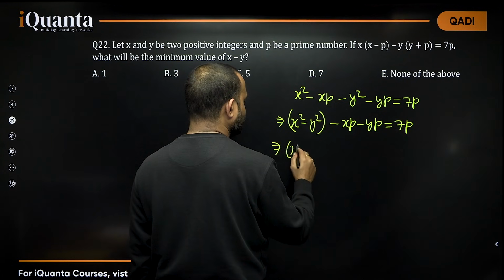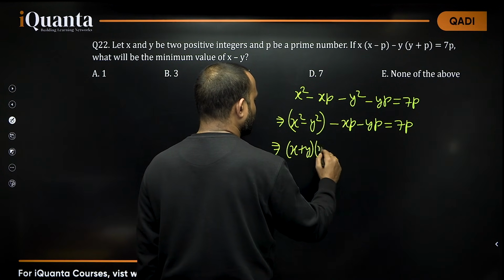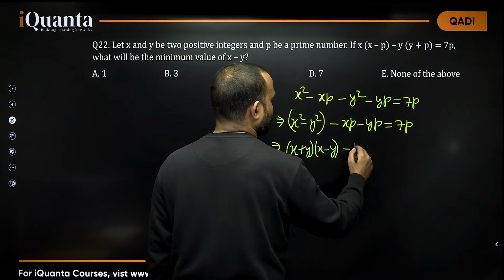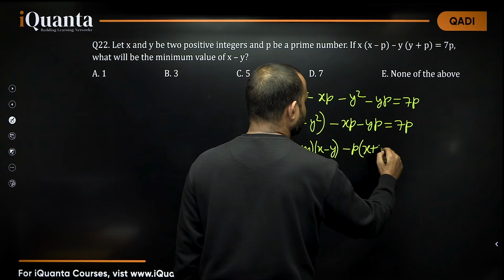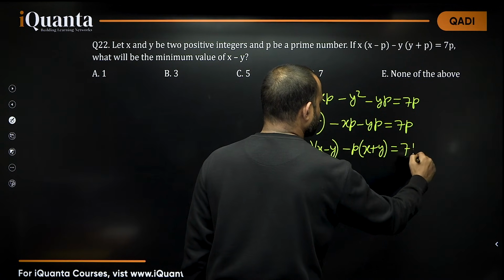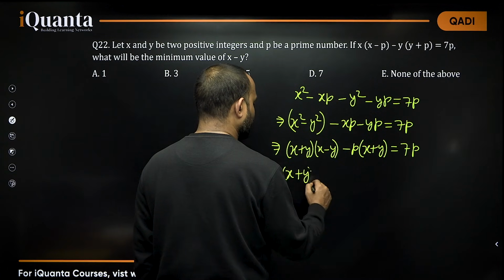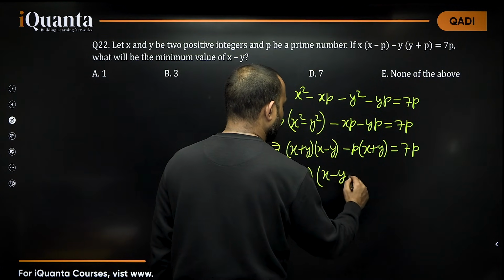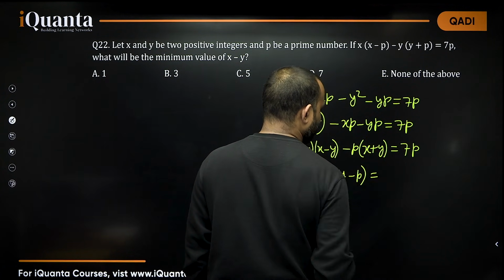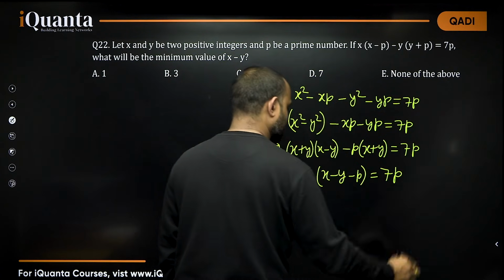This can be written as X plus Y into X minus Y minus P into X plus Y is equal to 7P. Or if I take X plus Y common, we get X plus Y into X minus Y minus P is equal to 7P.